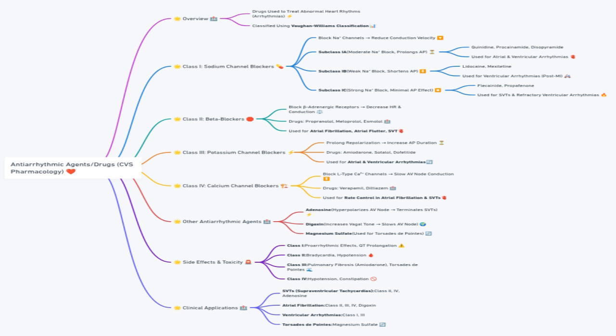Other antiarrhythmic agents include adenosine. The mechanism behind it is that it increases potassium efflux, leading to hyperpolarization and subsequently a transient AV block. It's used in acute termination of SVTs, with its side effects being flushing, hypotension, and bronchospasm.